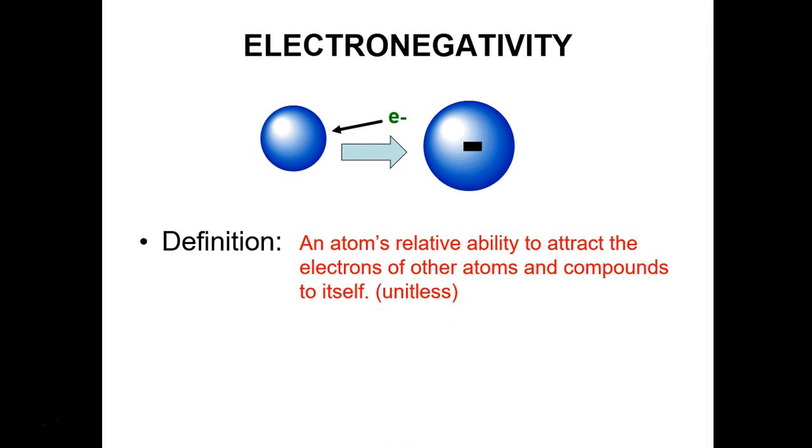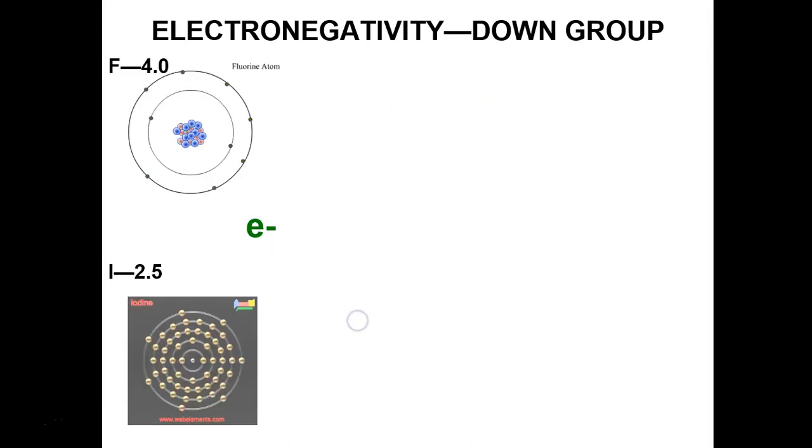Atomic radius will be some kind of unit of length, like nanometers or picometers. Ionization energy, since it's energy, is measured in kilojoules. And electronegativity has no unit, so that's one way to identify the properties.